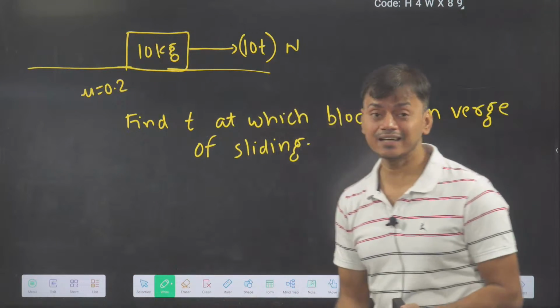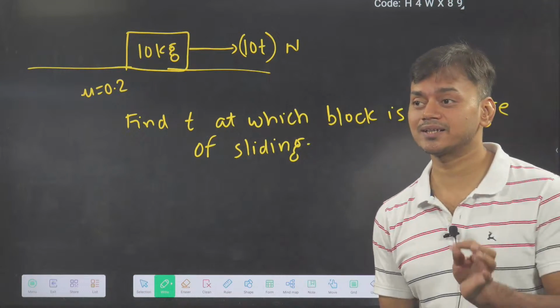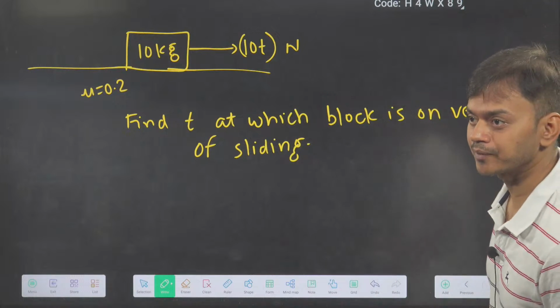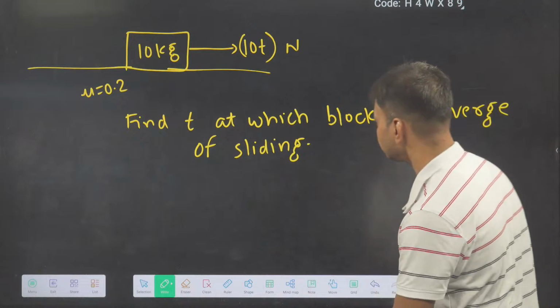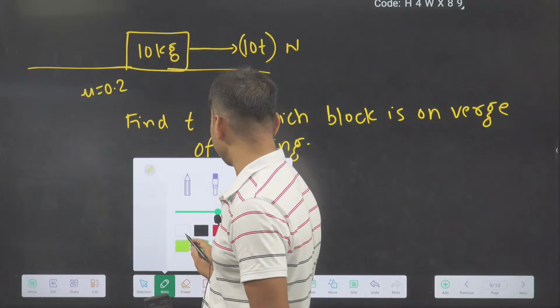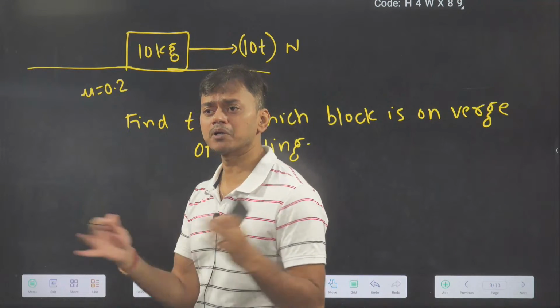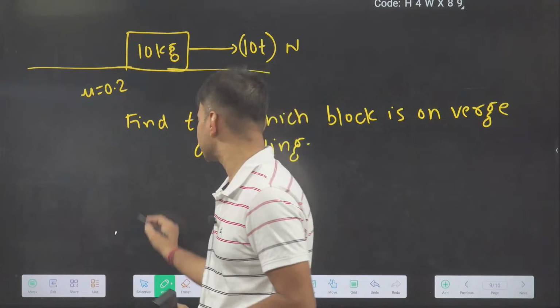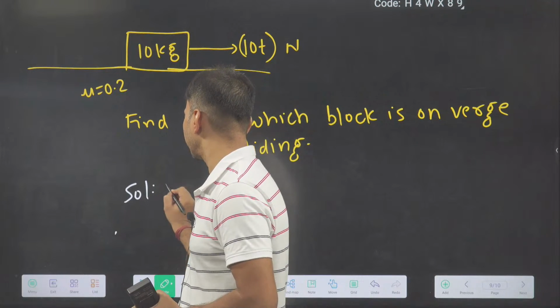I have written nice English. On the verge of sliding means the object is just able to move. Okay, that is what I have to tell. So I will apply the same concept again. The same concept, one concept, much used. That is the actual case. So see what you have just seen.